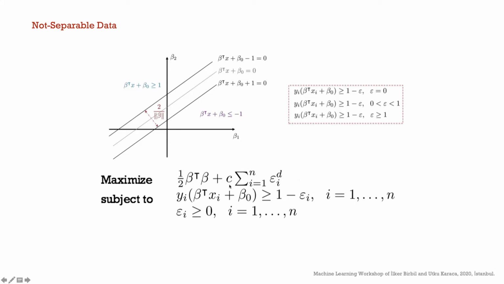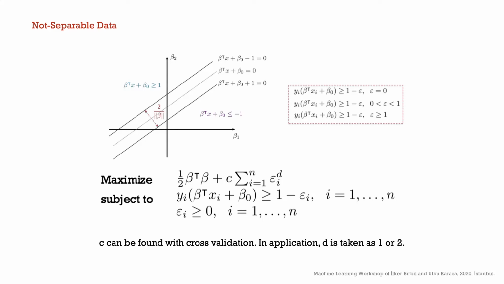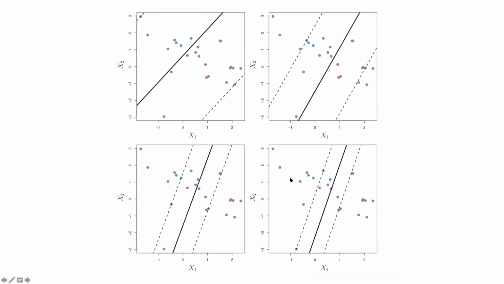We can think of this C as our hyperparameter, and we can easily use cross-validation to find this C in here. And please keep in mind that this maximization is not that free. We have some constraint in here, okay? We will maximize that guy subject to this equation or this inequality in here. And yeah, we can just find the C by using cross-validation. And mainly this D is taken as 1 or 2. And here are some examples.